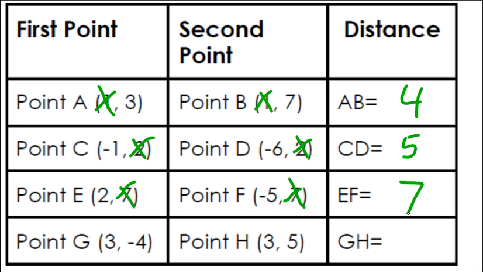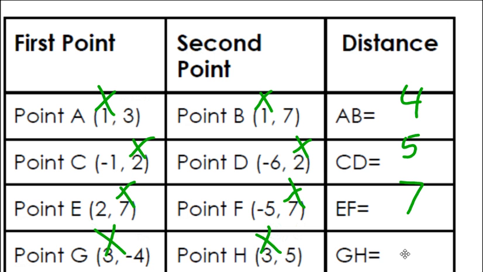Same idea for the last one. The 3s are the common number. So we're going from -4 to +5. That's how far? 9. Whoops. Any questions on that? Not so bad, is it? All right, I'm just kind of eliminating the numbers.